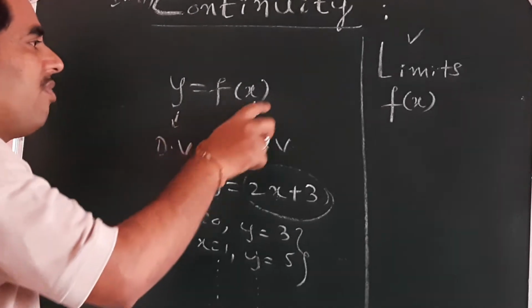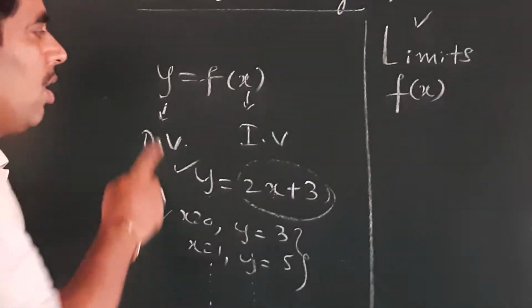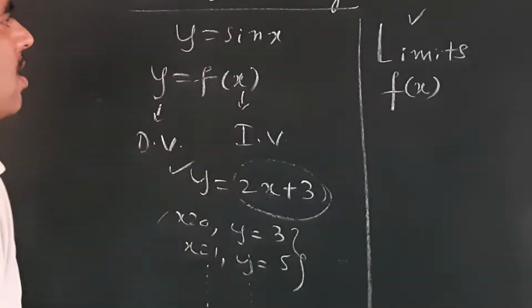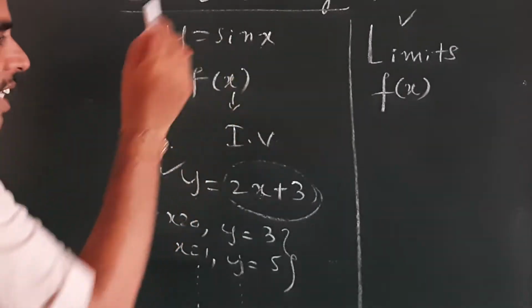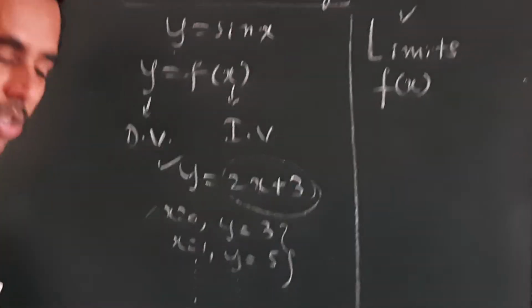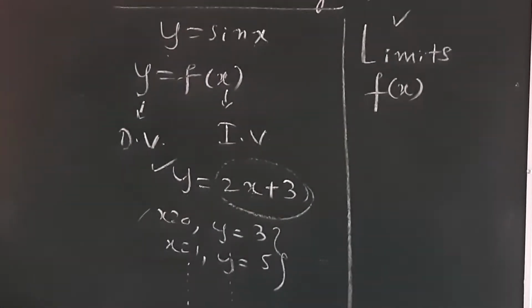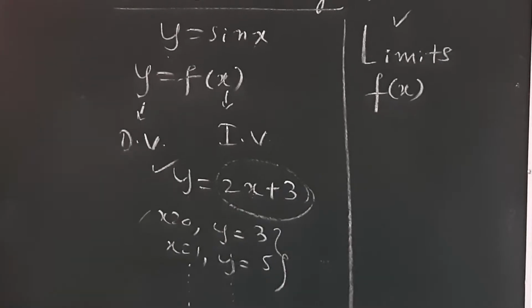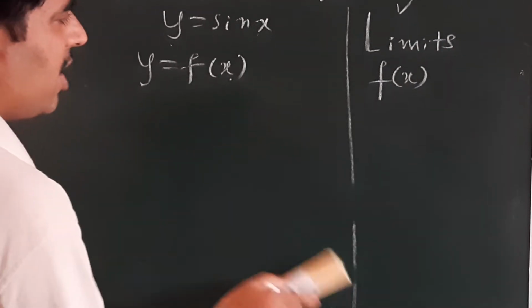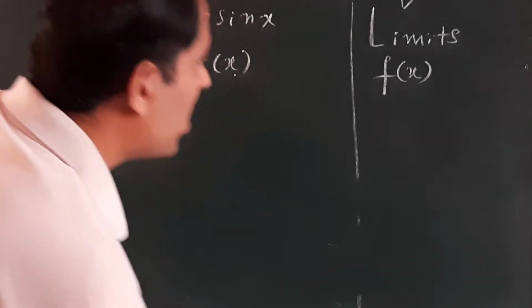So we know all the functions can be written as y is equal to f of x. If I write y is equal to sin x, y is a function of x. This is a trigonometric function, and the earlier one is a linear function. So we also know the types of functions. Here I must recall some of the basic points which we have learned in our first PUC.